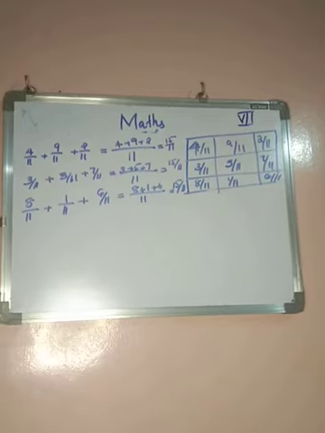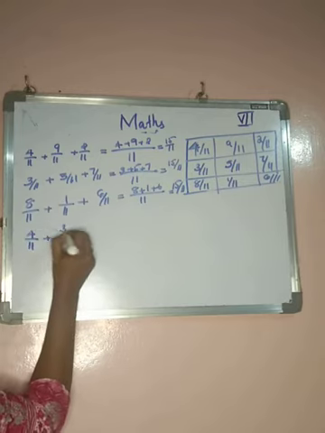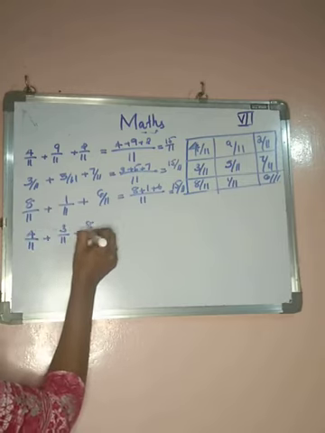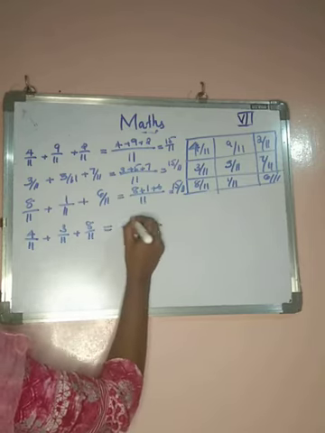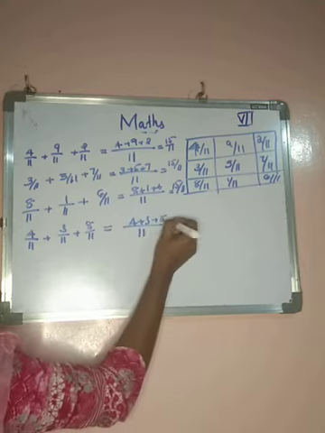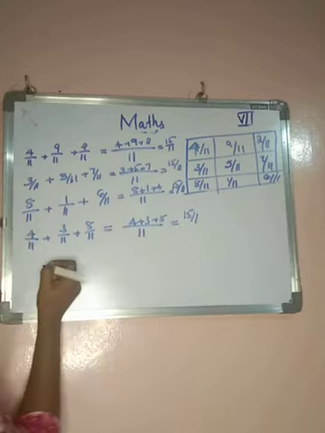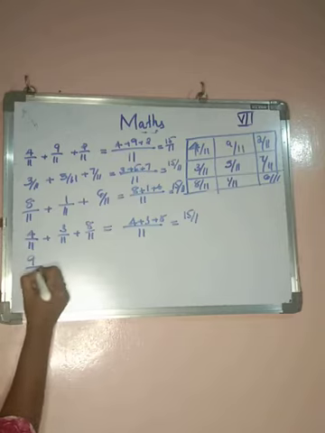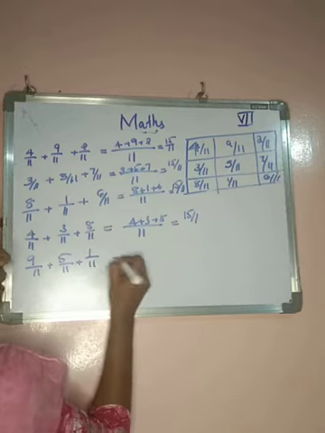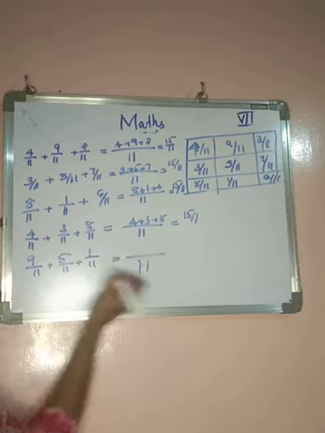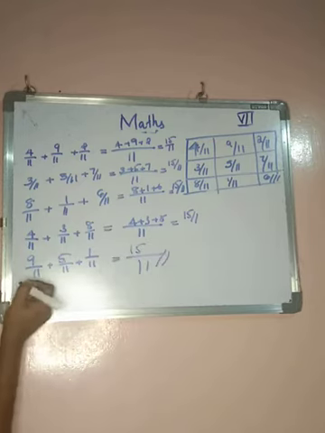Now let's check the columns also. 4 by 11 plus 3 by 11 plus 8 by 11. Denominator is 11. 4 plus 3 plus 8, we get the answer 15 by 11. Okay. Another column is 9 by 11 plus 5 by 11 plus 1 by 11. The denominator is 11. 9 plus 5, 14 plus 1, 15. We get the answer 15.